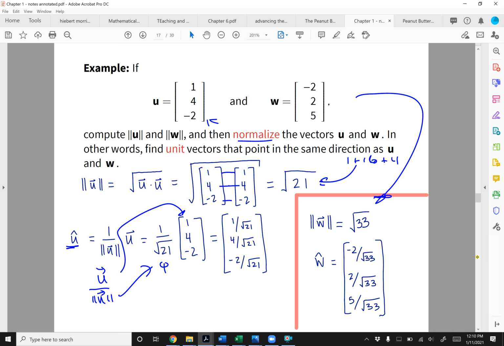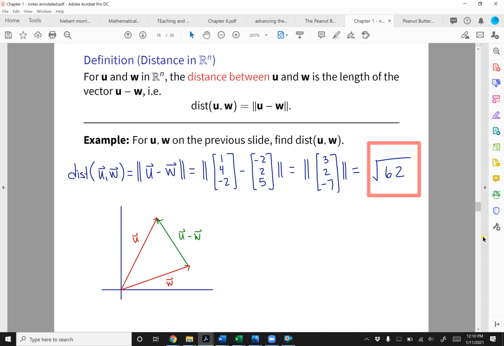Okay, and similarly do that over here with w. We can go from length to distance.